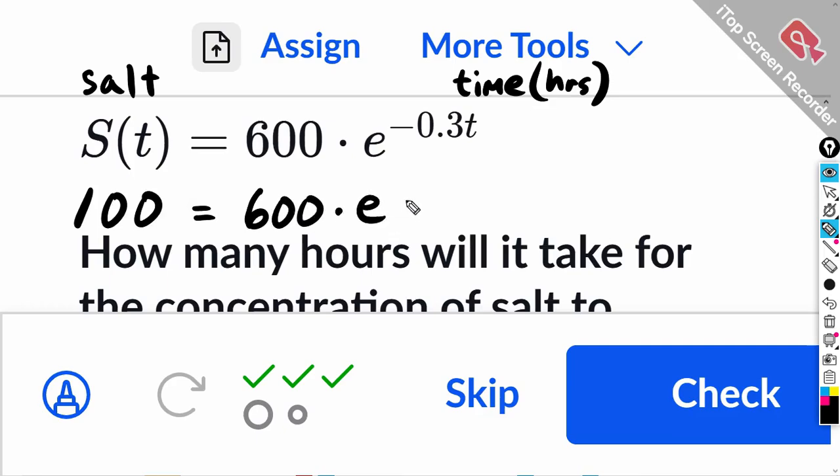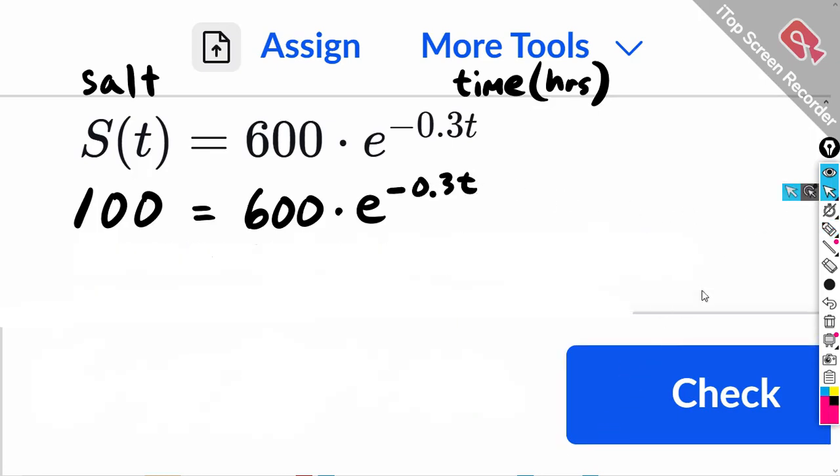600 times e to the negative 0.3t. All right, and now it's just like a previous problem. We're looking to isolate t, to solve for t. The t is in the exponent, but not on the 600, so we want to get rid of 600. The opposite of times 600 is divided by 600.